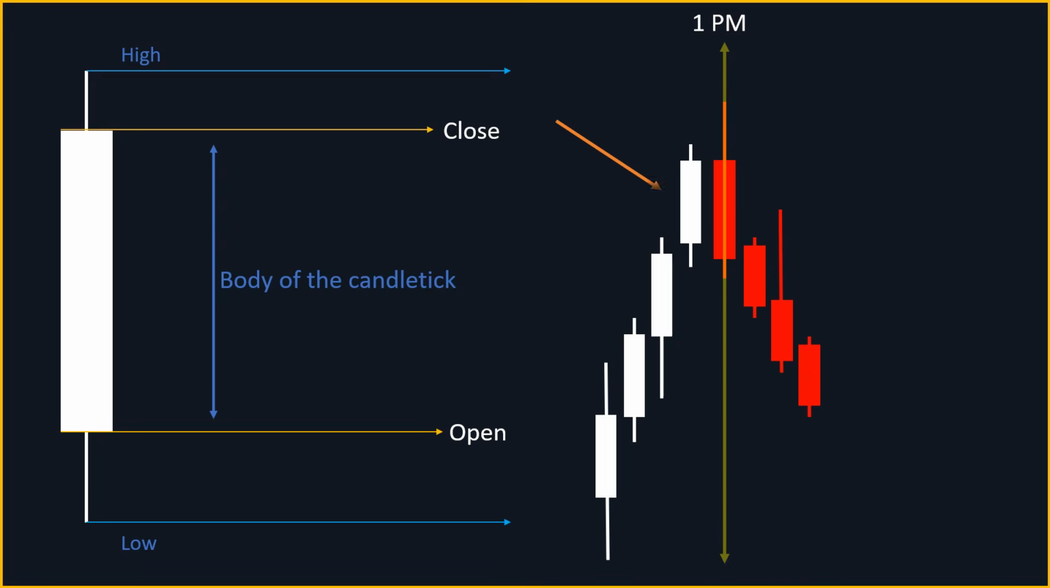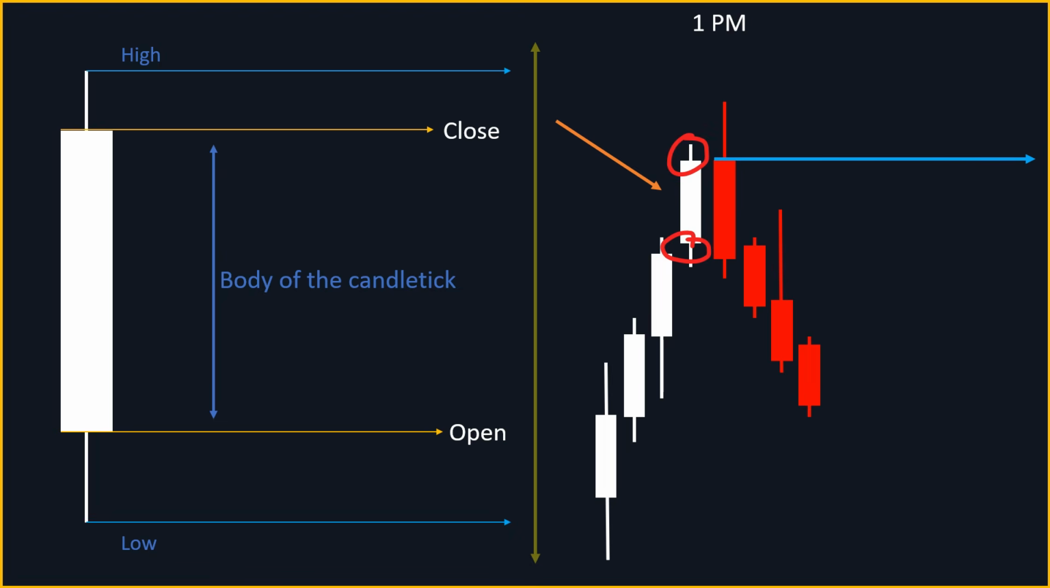All right, so this right here is a bullish candlestick. And what that tells us is that the candle opened down here and closed up here. Now here's the important part, especially for the 714 method. The opening price of the 1 p.m. candlestick is not random. It's actually the exact same level where the previous candlestick closed. That's right, candles are connected. When one closes, the next one opens immediately at that closing price.